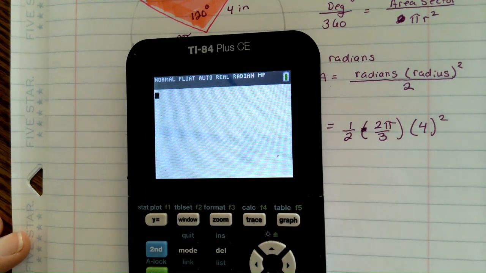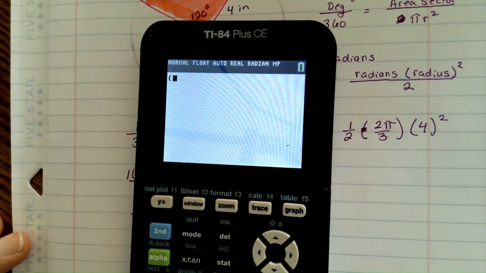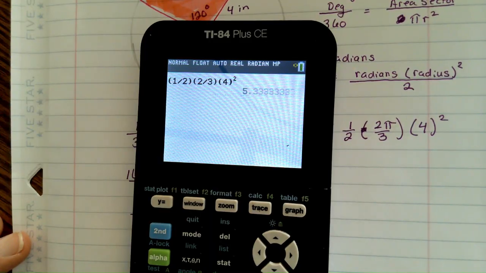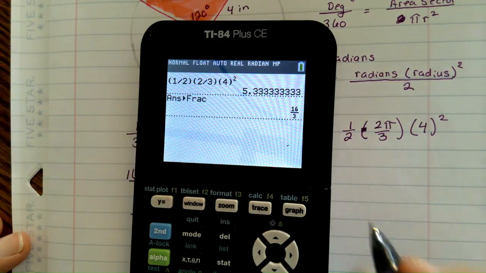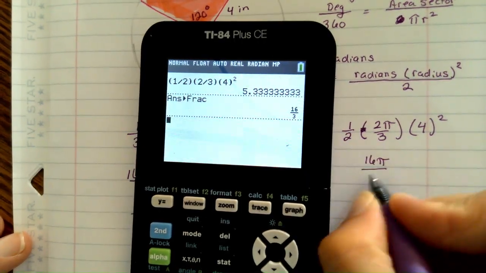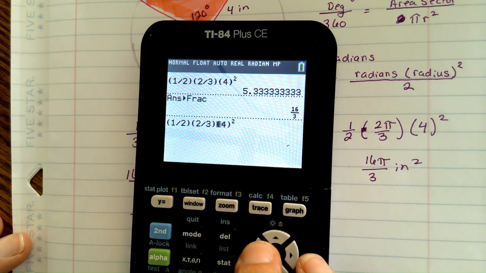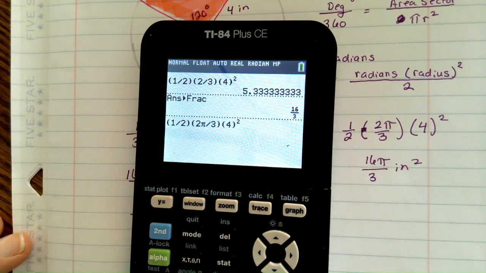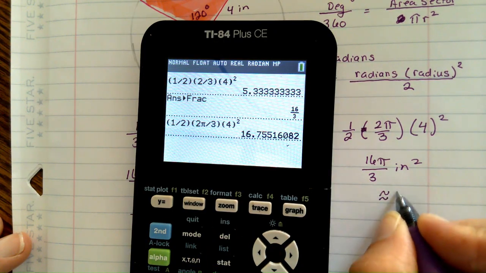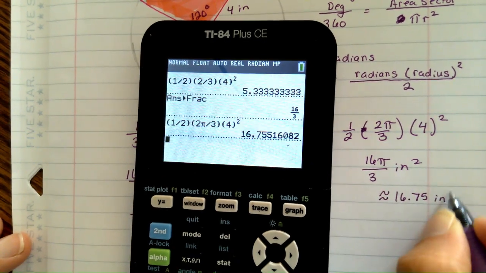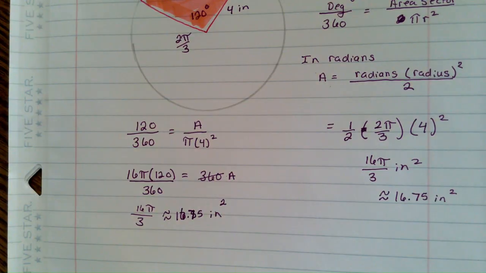All right, so if I don't type in the pi, 1/2, 2/3, 4 squared. Let's make that a fraction. I get 16 pi over 3 inches squared. If I come back and I do type in the pi, I get approximately 16.75 inches squared. So I'm getting the same thing whether my perspective is radians or degrees. I just have a different approach. So keep that in mind.